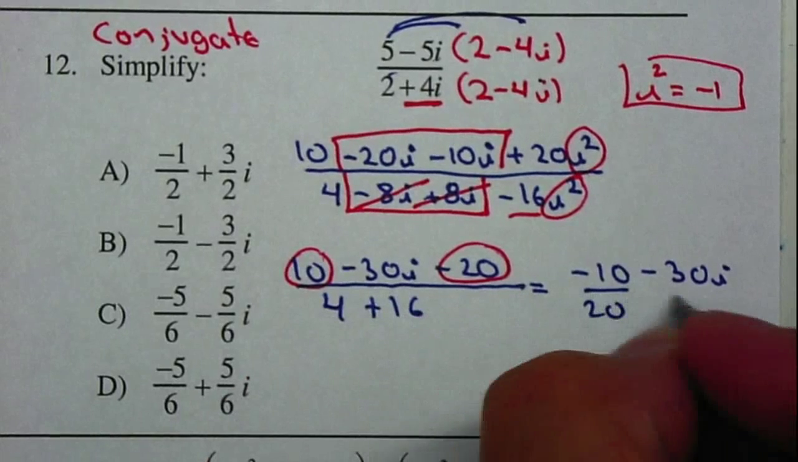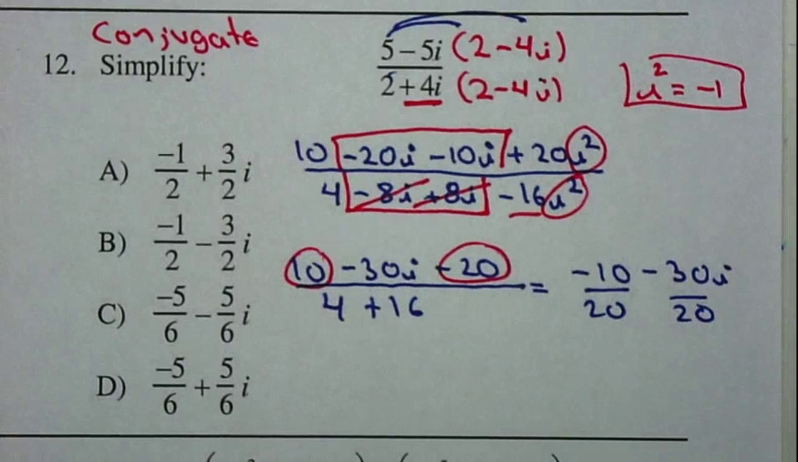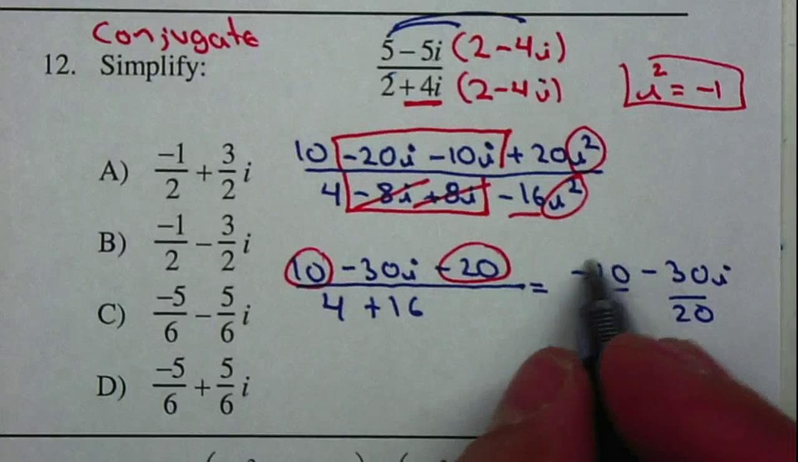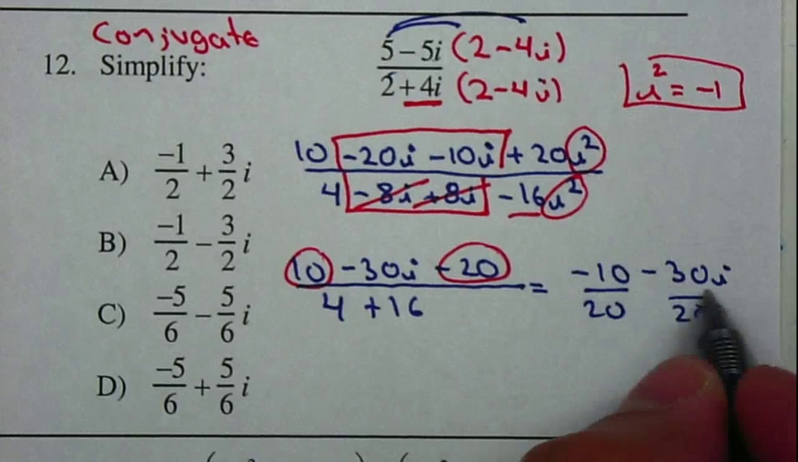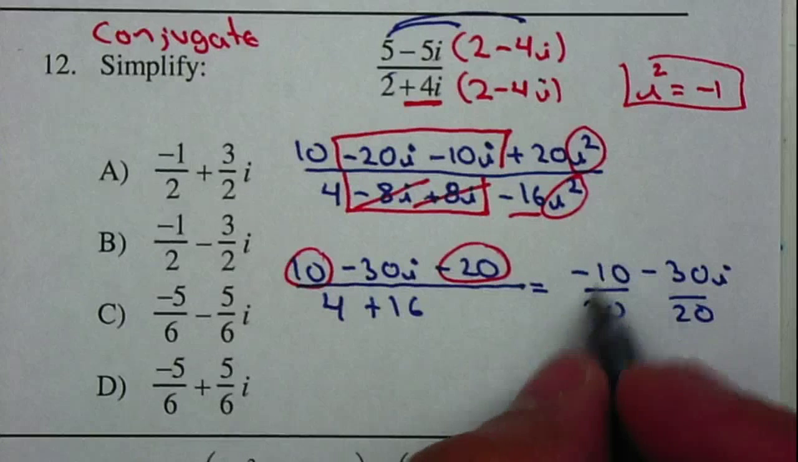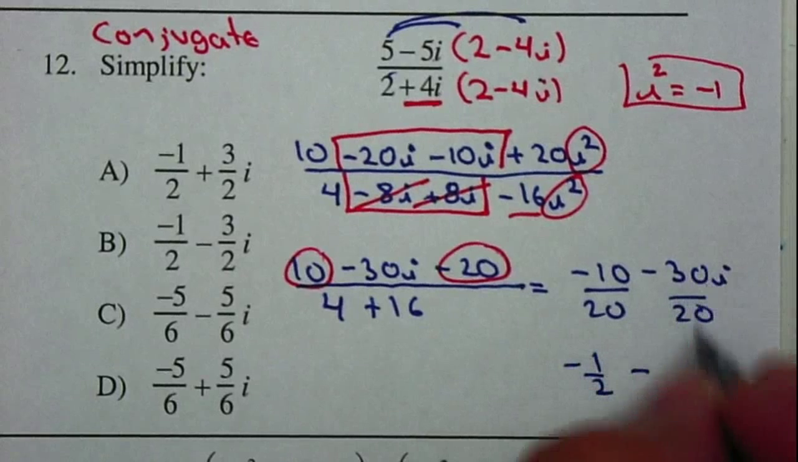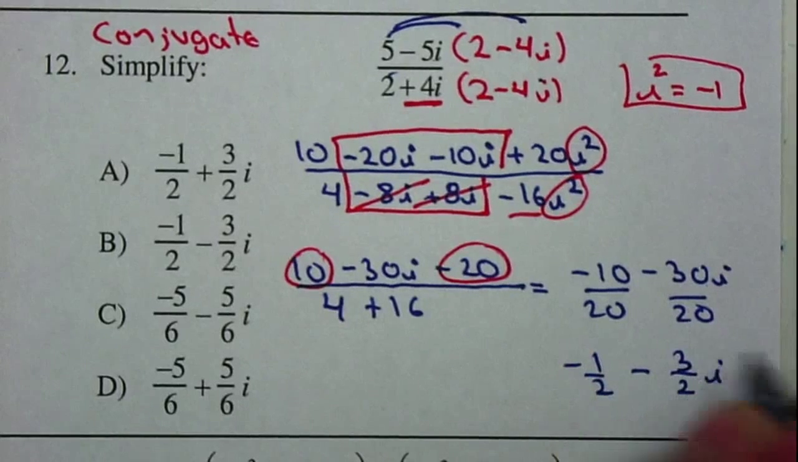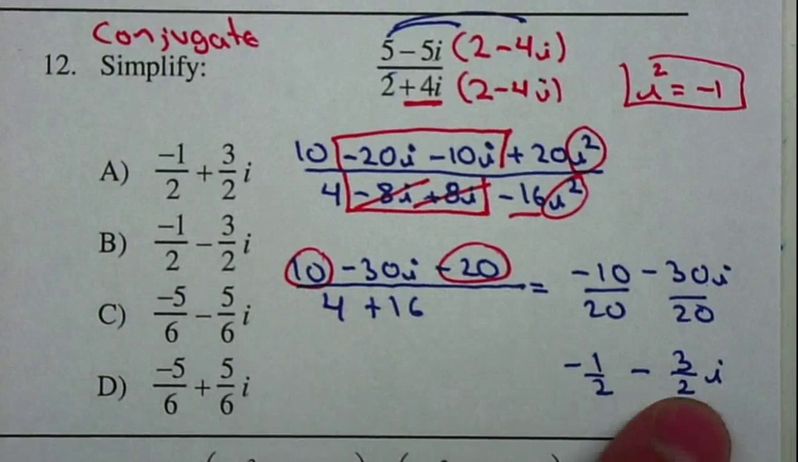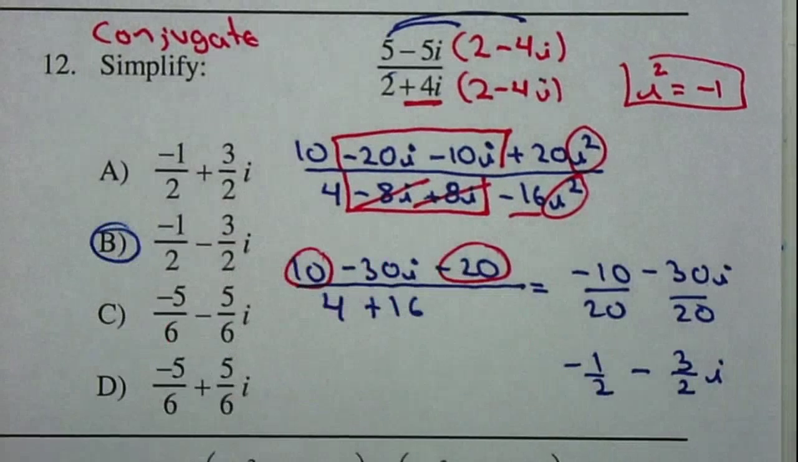I'm going to separate my fraction and I'm going to reduce it. Remember, you want to separate your fraction because you want to separate your real part from your imaginary part. I'm going to reduce it by 10, so it gives me negative 1 over 2 minus, reducing by 10 again, 3 over 2i. So they're both negative, and therefore my answer is letter B.